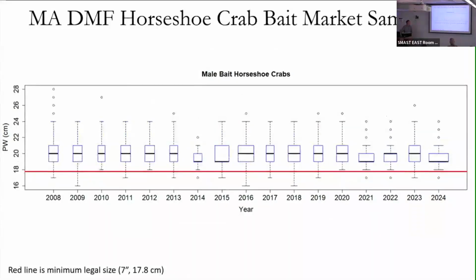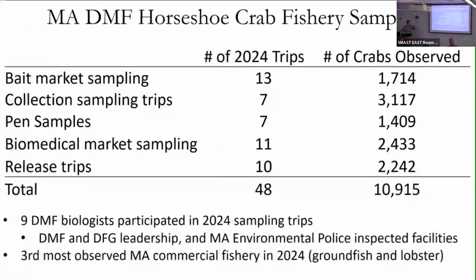Same thing looking at males, fairly consistent. So for sampling in 2024, we did 48 sampling trips, measured nearly 11,000 crabs, or at least sampled 11,000 crabs. We don't measure them all, so we just look for mortality. 9 different scientists participated.